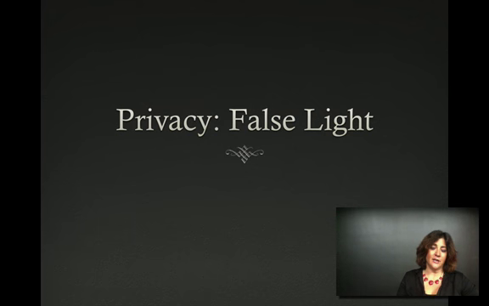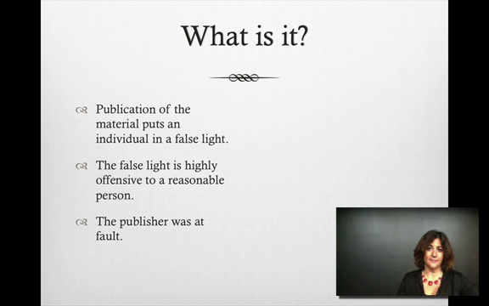And the next privacy tort that we're going to look at is false light, and we're going to see how that applies. So what is it? Basically, it's the publication of material that puts someone in a false light. And that false light has to be offensive to a reasonable person. And we also have to see that the publisher was at fault.